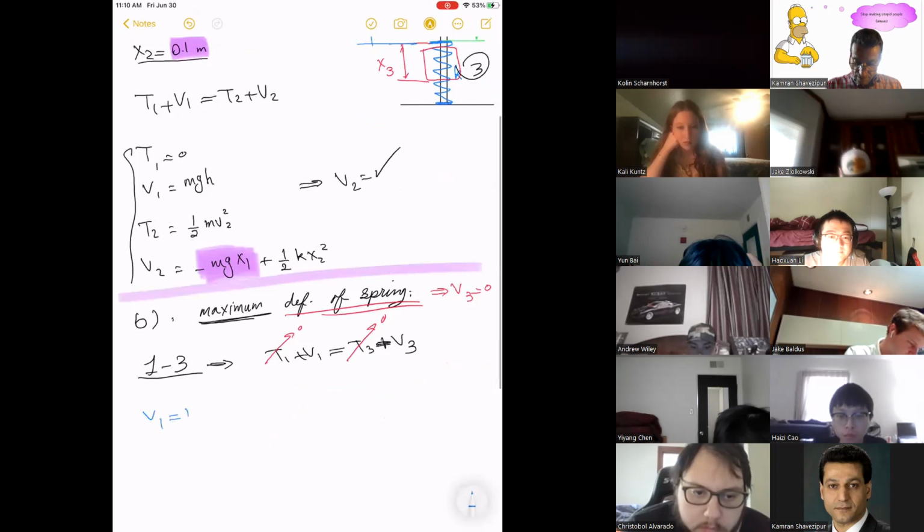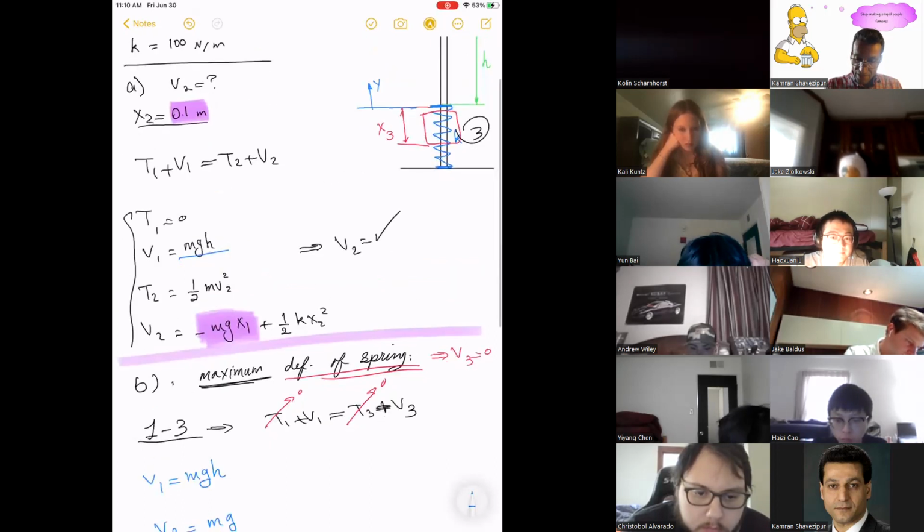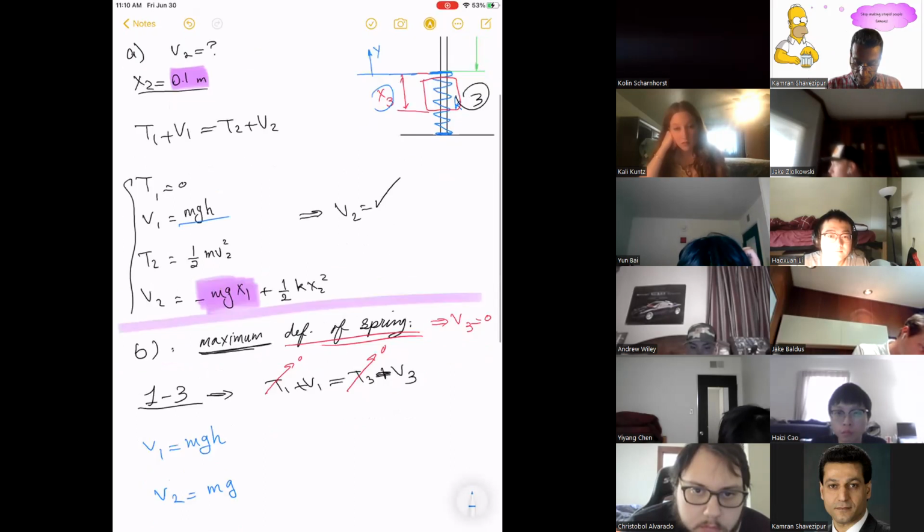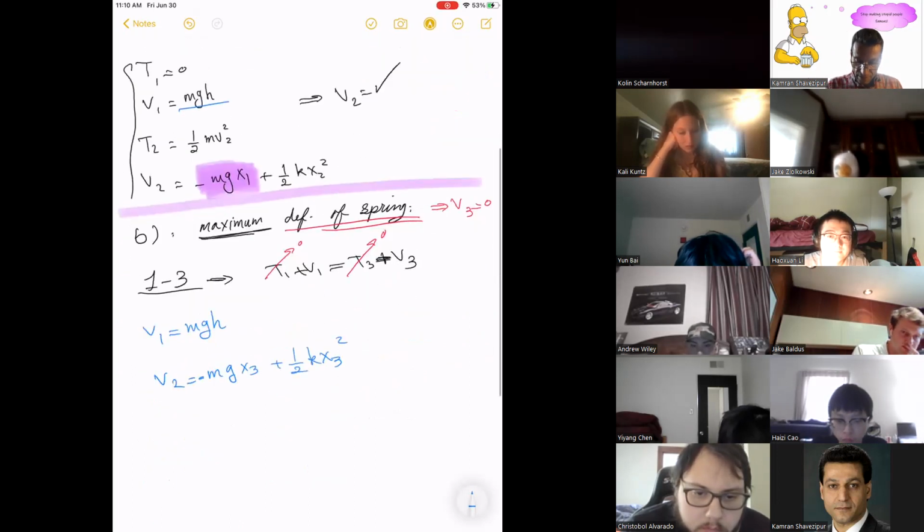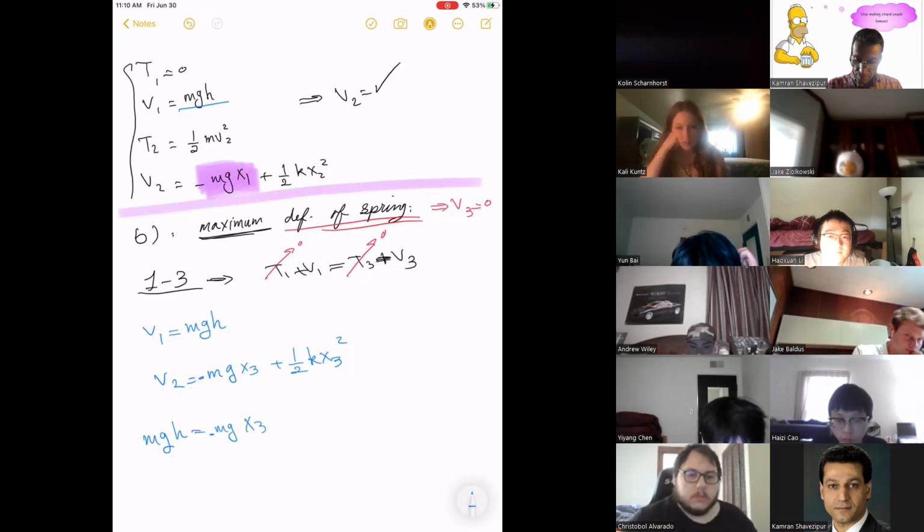V1 is going to be mgh, same as what we had. V2 is going to be mg. Now this is x3, the amount of distance that this mass goes below the reference Y is x3. So you're going to get minus mg x3 plus half k x3 squared. And if you put them in the equation, you're going to get mgh minus mg x3, sorry, equals minus mg x3 plus half k x3 squared.